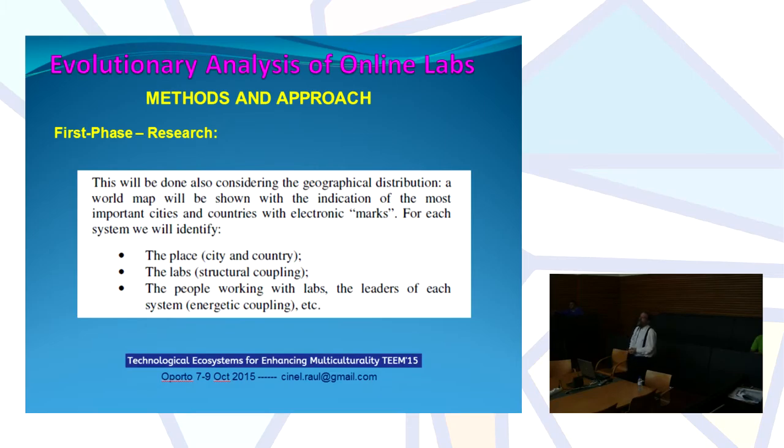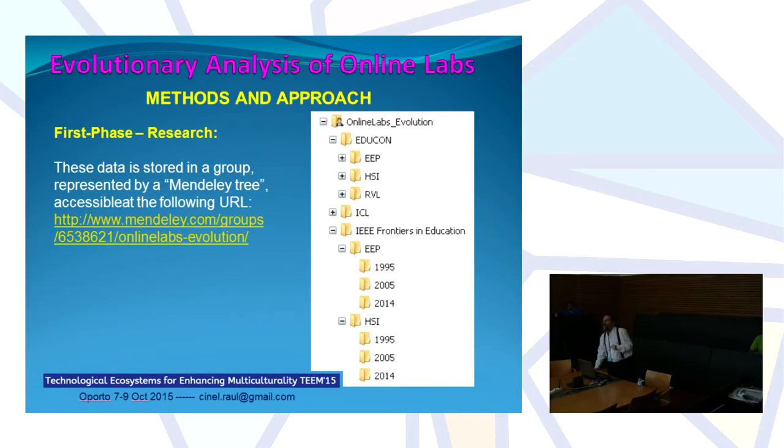What we're going to do also, we are going to make some electronic map that tells the place where the labs are, where they are developing, city and country, the structural coupling, and make an analysis of the people, the scientific team that works in this kind of online labs, this network of online labs. All this is stored in the Mendeley tree that is built step by step. It's accessible on that site.